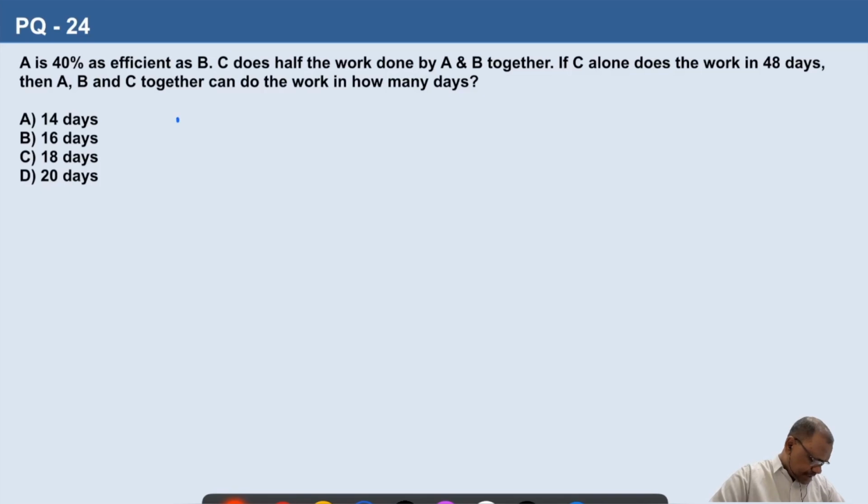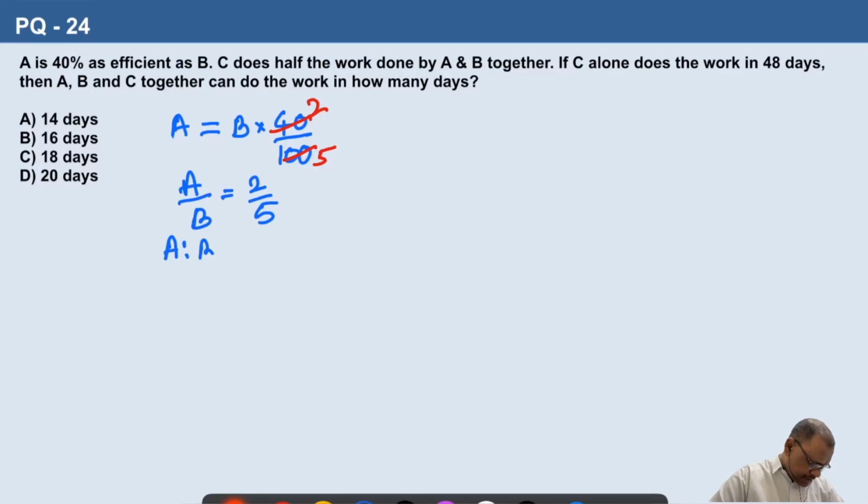A is 40% as efficient as B. A is equal to B into 40 by 100. Simplify, 2 fives are 10, 2 twenty-fives. A by B is equal to 2 by 5. A is to B is equal to 2 is to 5. So what is this? This is a ratio of efficiencies. So let us write down, ratio of efficiencies is 2 is to 5.